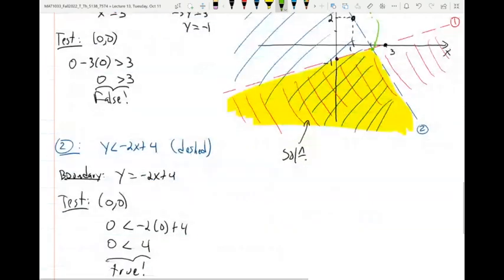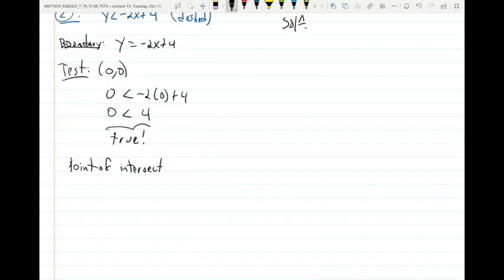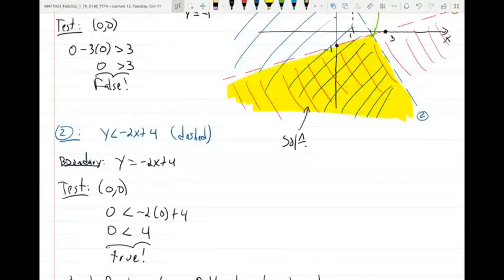So, the point of intersection of the 2 boundary lines. So let's find it, that way we know exactly what the region is. And for that, we're going to solve the system of the 2 boundary equations.